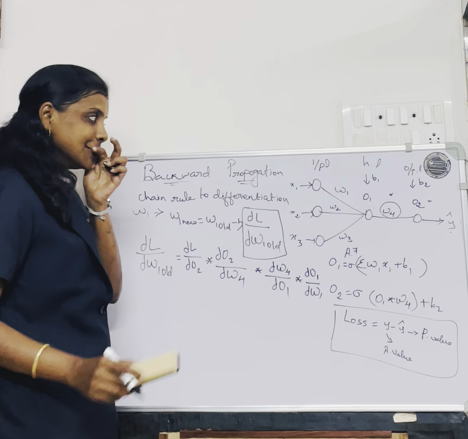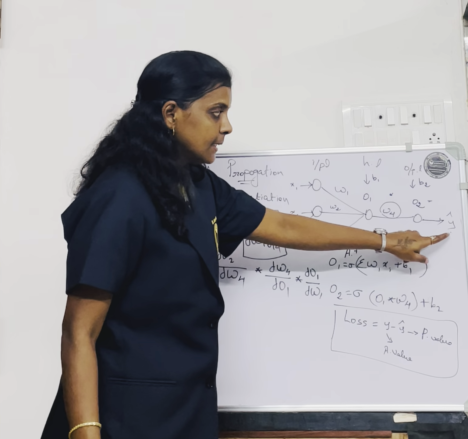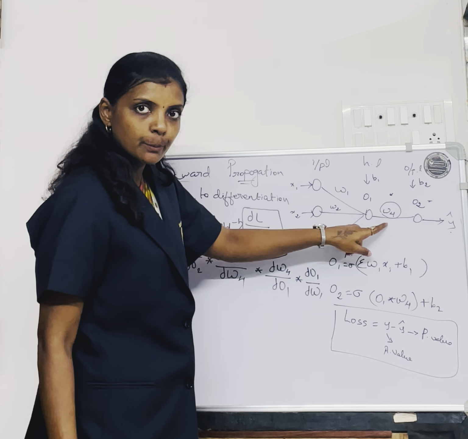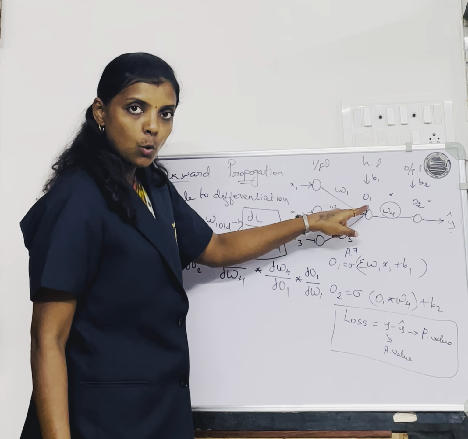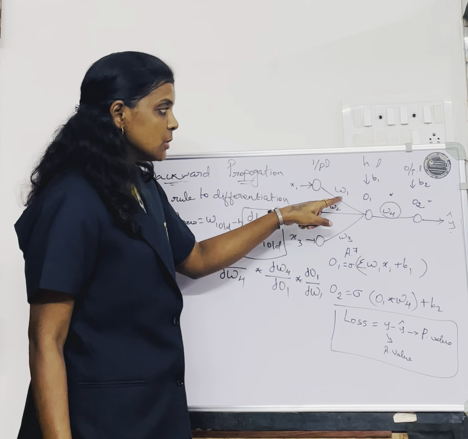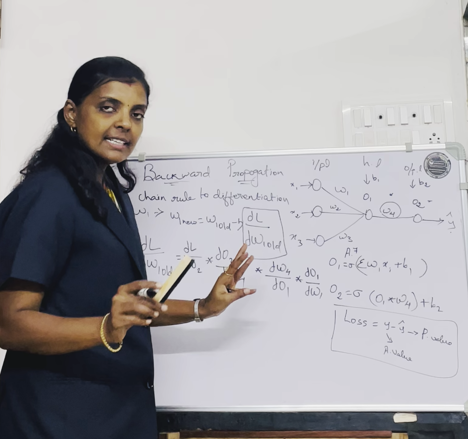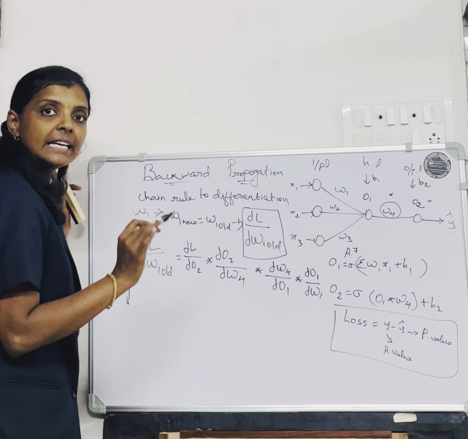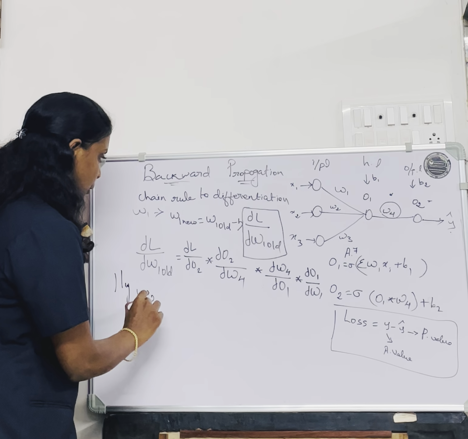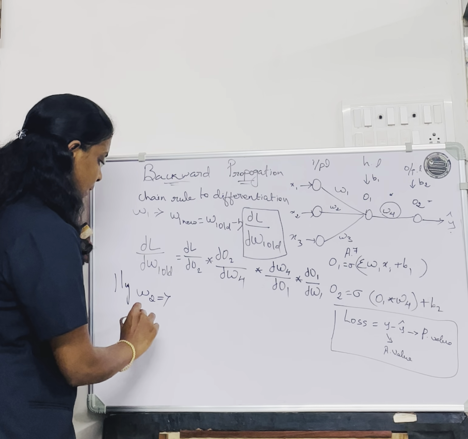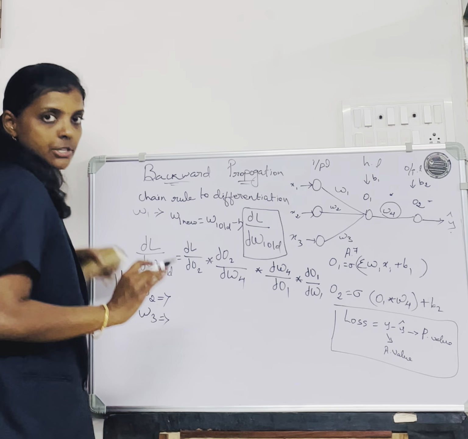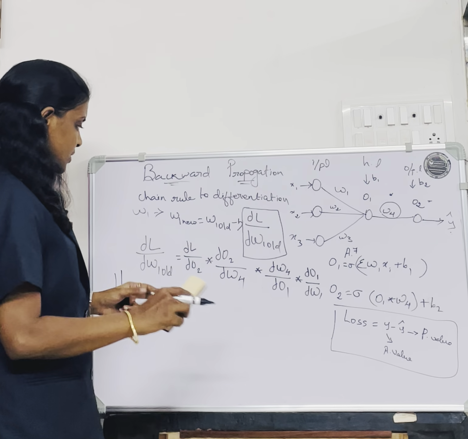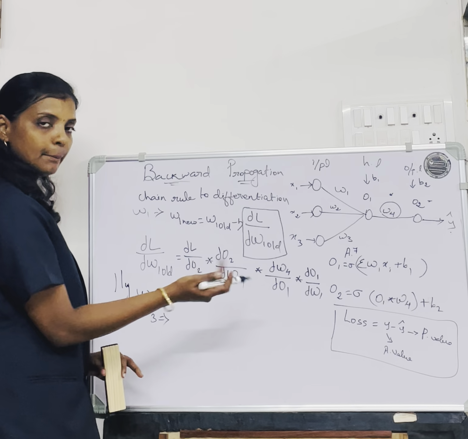Very simple one. The loss depends on O2, O2 depends on W4, W4 depends on O1, and this O1 depends on W1. Similarly, the same formula we can apply for W2 updation and W3 updation also. Very simple, same thing only. We can directly change the number only.